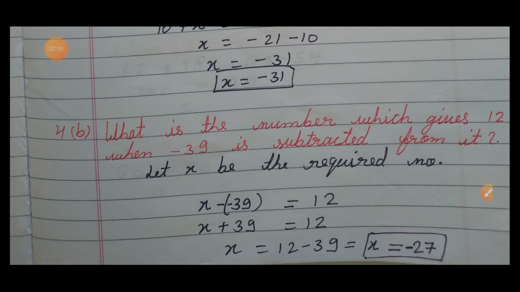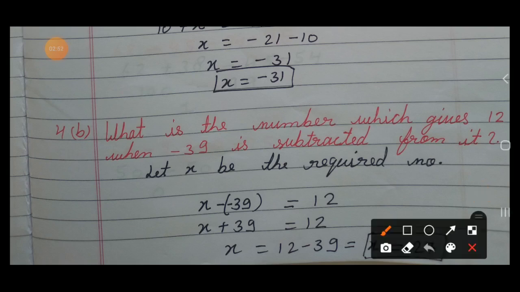Come to the next one. Question number 4b. What is the number which gives 12 when minus 39 is subtracted from it? Yes. Let x be the required number.